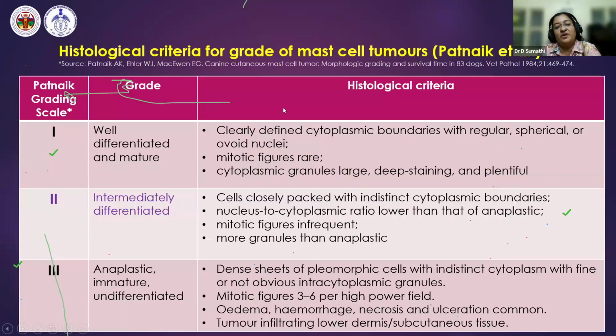So grading becomes an important point when you are going to deal with mast cell tumors. Grading is based on the Patnaik grading scale, in which grade 1 is well differentiated and mature. So again, this is on the histological basis. So how important histology is, you might be knowing. Coming to the second one, intermediately differentiated, grade 2. Here you can see the mitotic figures are infrequent, with more granules than anaplastic. When coming to grade 3, anaplastic, immature and undifferentiated, you can see a lot of mitotic figures in each field, and edema, hemorrhage, necrosis, and ulceration are commonly seen. So grading based on the histology, you do it 1, 2, and 3.